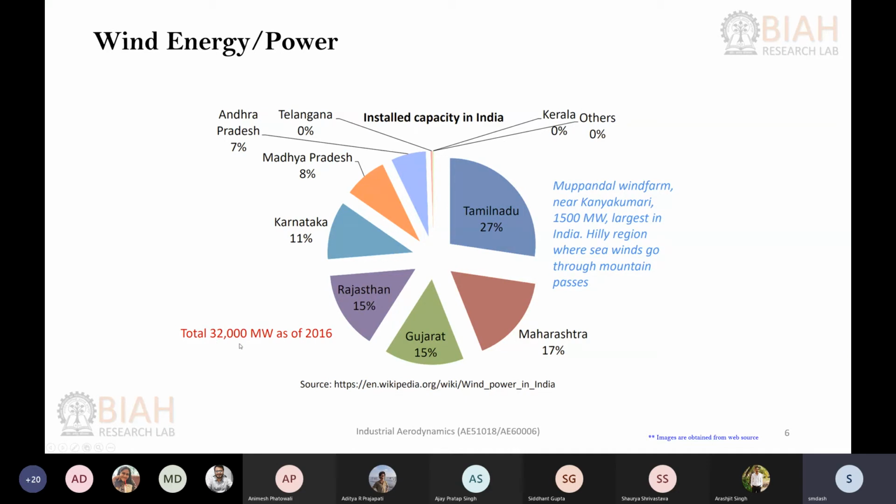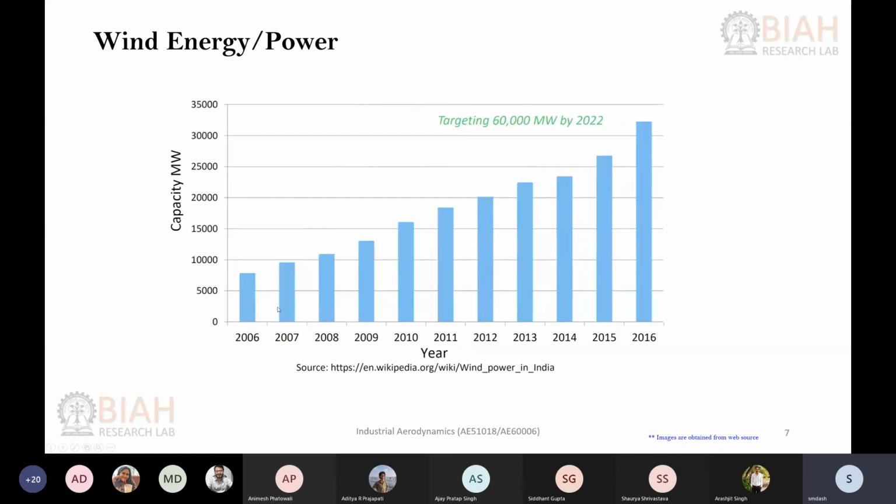Okay, and over the years, this is how wind power plant installation in India has been moving on. Starting from 2006, where we had less than 10,000 megawatt, now we are at around 39,000 megawatt of energy extracted from the wind itself. Okay, so we need to reach this number by 2022. I think this was the target. Hopefully we are close to this.